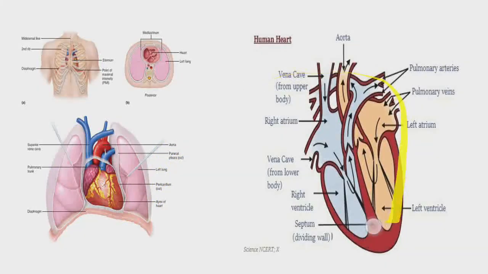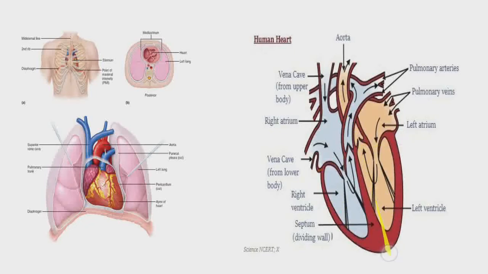Now this is the diagram of the human heart, which represents the flow of the blood in the human heart. We are going to study this flow of the blood. Before that, we will study the structure of the heart. There are four chambers present in the heart, and you have to remember that this portion is the right side, this is the left side. The right side carries deoxygenated blood, the left side carries oxygenated blood.